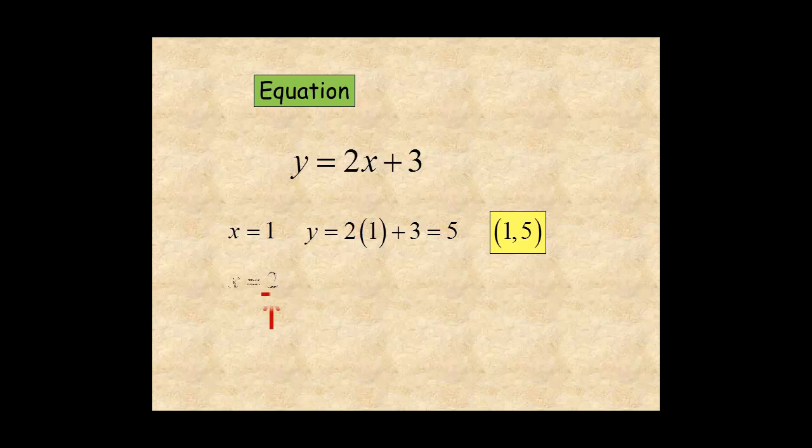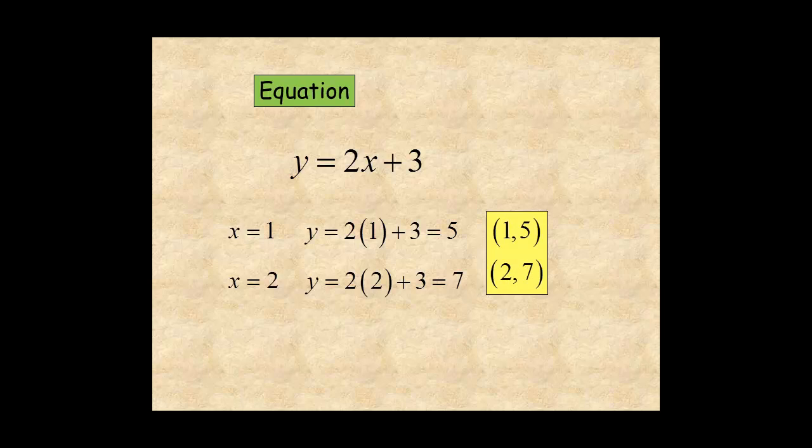For x equals 2, y equals 2 times 2 plus 3 equals 7, and you have the ordered pair 2, 7. Since the equation generates a set of ordered pairs, it does define a relation. Also, this relation is a function, because for one input x value, there's only one output y value.